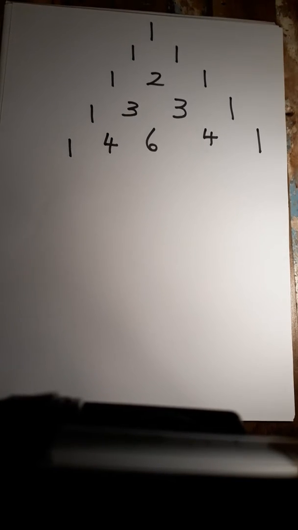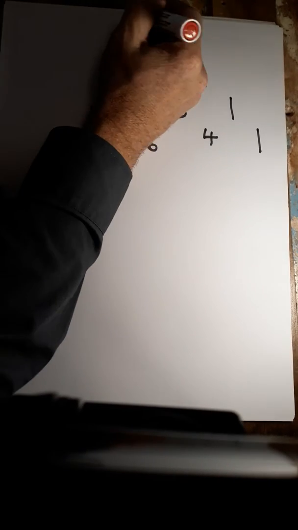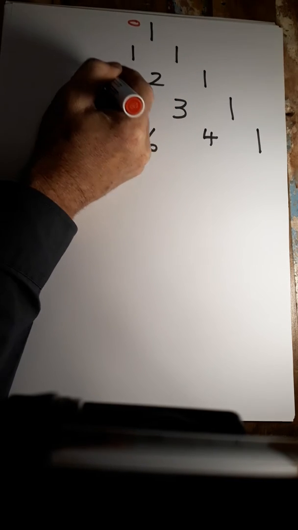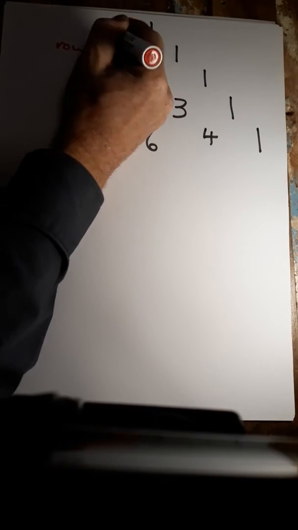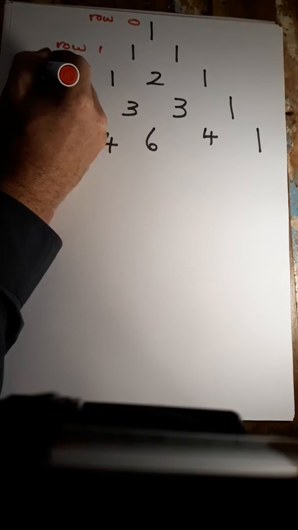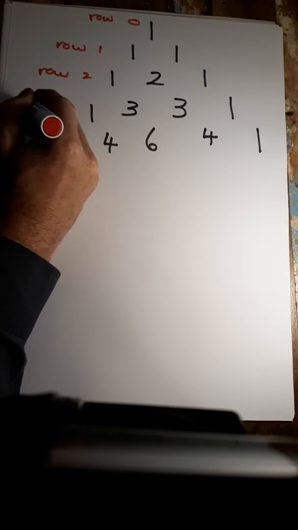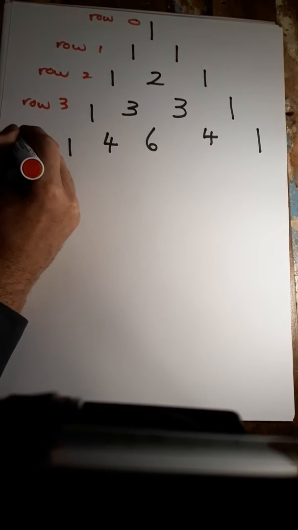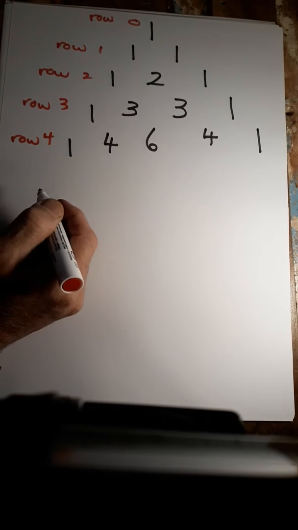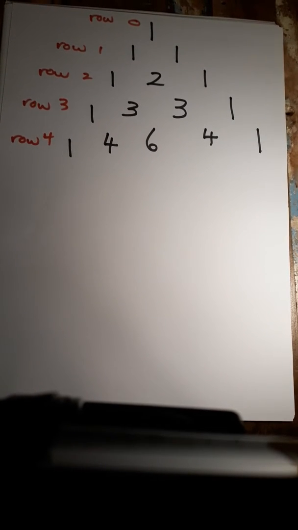The old Pascal's triangle with row 0, row 1, row 2, row 3, and row 4 represented there. Interesting.